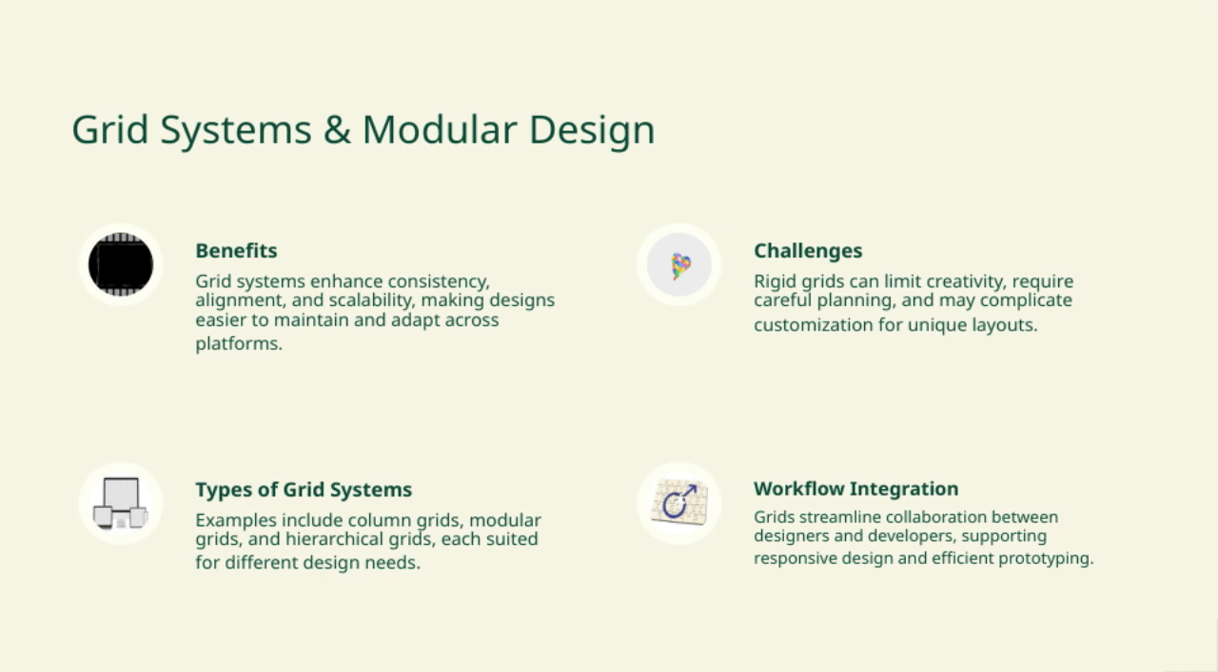Moving on to the types of grid systems, we have several options like column grids, modular grids, and hierarchical grids. Each of these serves different design purposes. For example, column grids are great for layouts with multiple columns, while modular grids help organize complex content, and hierarchical grids are useful for more freeform, content-driven designs.